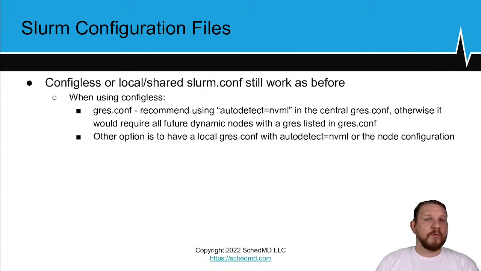Configuration is just like you would normally have. You have Configless that you can use, or you can just continue to use a local or shared slurm.conf file. So really no difference there. The one point that's important to understand on this piece is, if using Configless and gres.conf, I recommend to use the AutoDetect NVML in that central gres.conf, because you don't know what those future dynamic nodes are going to be, and you'd have to have them in that gres.conf individually, and you're not going to know that necessarily. So if you don't do the autodetect, then the other option is to have a local gres.conf on your dynamic node, either with autodetect or the specific node configuration.